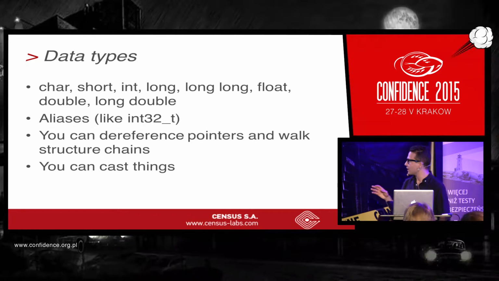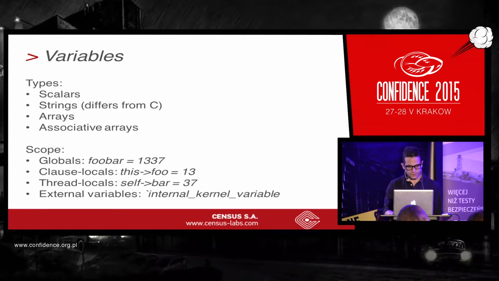One important part is that you can dereference pointers, and that means that you can walk structure chains, and you can cast things. But you can cast things in C and dereference also. Yep, and the types are scalars, strings, arrays, and associative arrays. Scalars are usually just values.